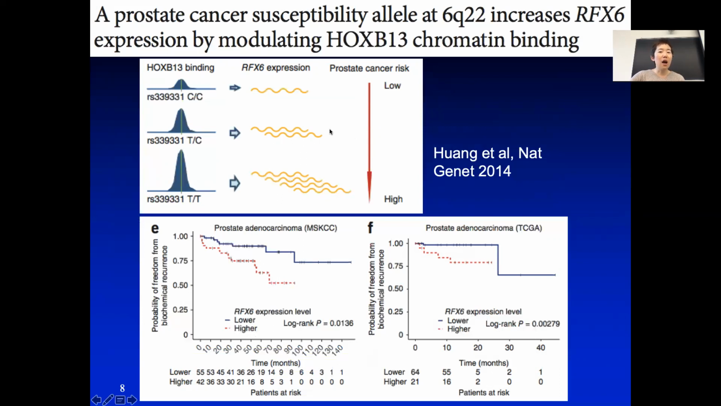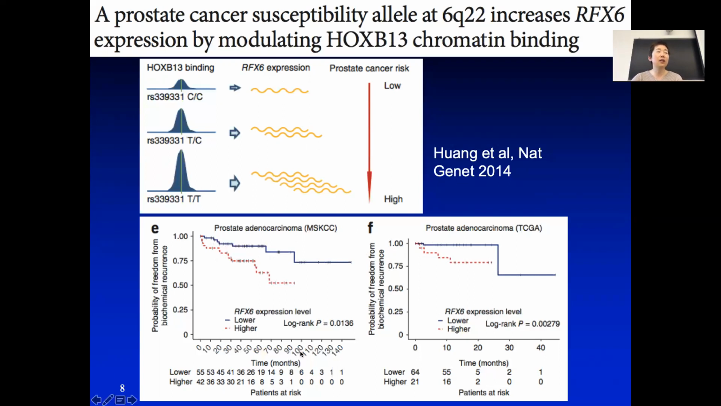And then they looked at the public data to ask, is this RFX6 gene related to prostate cancer? Indeed, they found that in 2 different prostate cancer cohorts, when the RFX6 gene is highly expressed, you can see here, the red is high gene expression, blue is low gene expression. Oh, by the way, we haven't discussed this yet. It will be in the next module of cancer genomics.